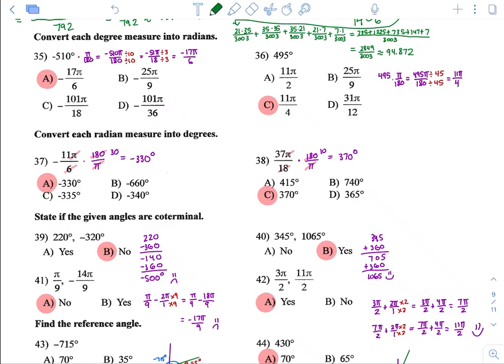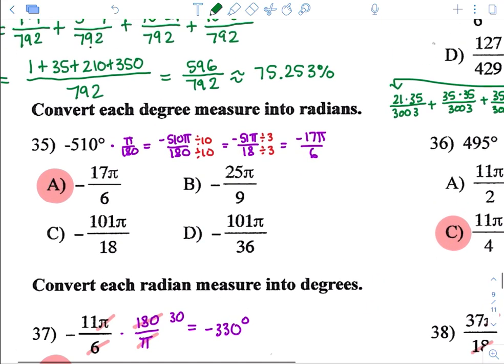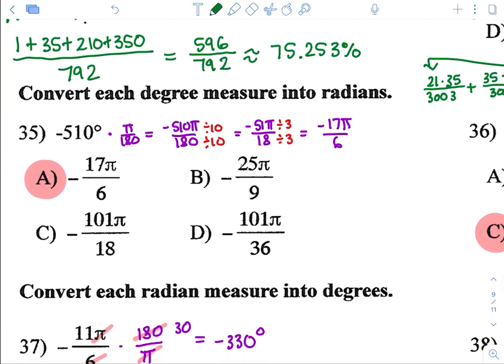Your guys' spring final, part 4, which pretty much goes from 34 to 45. So in 35, you have to convert from degrees to radians. In order to convert from degrees to radians, you have to multiply by pi over 180. Then all you have to do from there is simplify the fraction.